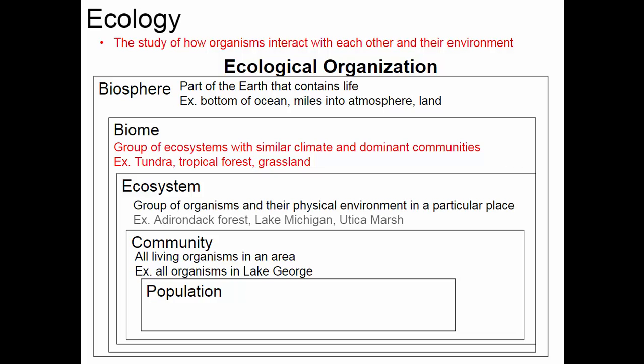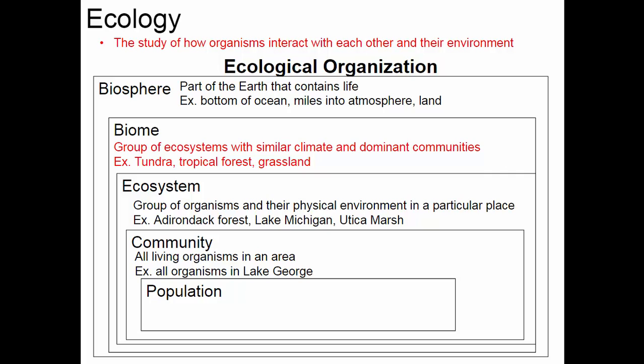So an ecosystem is basically a collection, within a specific area, of a group of organisms and their physical environment interacting. The Adirondack Mountains would be one large ecosystem. Lake Michigan, the Utica Marsh. In those areas, we have both a variety of living creatures and some non-living things that all interact with each other.